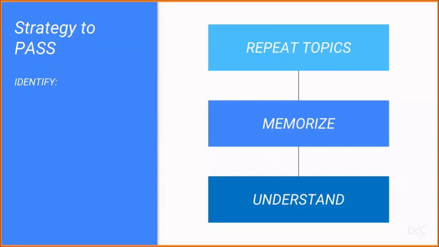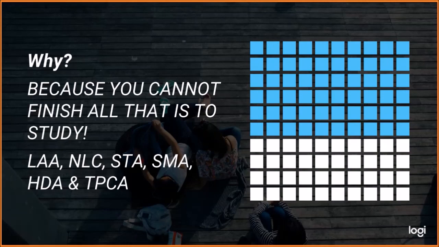So the strategy to pass is to identify the repeat topics. Then you memorize some of the laws, the sections and the case law, and then the doctrine. These are the types of things you have to memorize, no choice. Then you understand the question, and try to put those answers in the correct manner. There is also a problem here, because you can never know how much you have to study, because you cannot finish all that is to study.